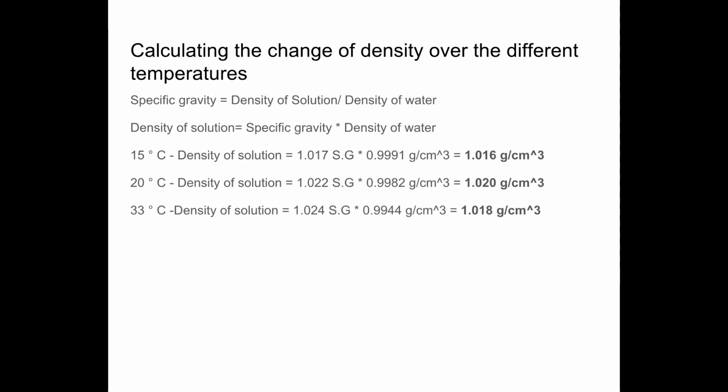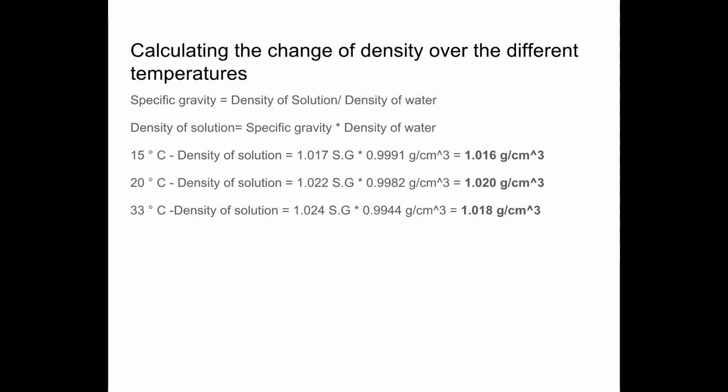But before we do that, we need to calculate the density over the different temperatures. The specific gravity equation is the specific gravity equals the density of the solution divided by the density of water. As we know, the density of water varies with the temperature, and we're measuring density of water at 15 degrees Celsius, 20 degrees Celsius, and 33 degrees Celsius. So now that we have that, we can arrange the equation to find the density of the solution, which is the density of the solution equals the specific gravity times the density of water.